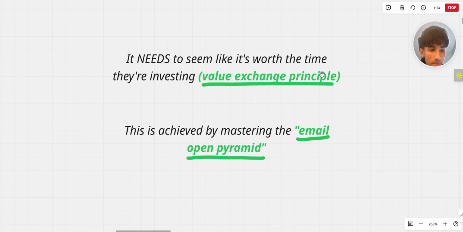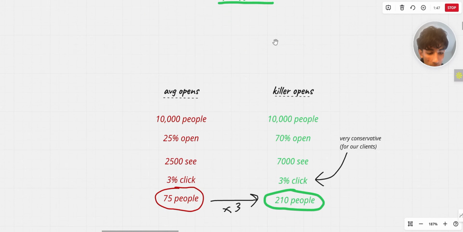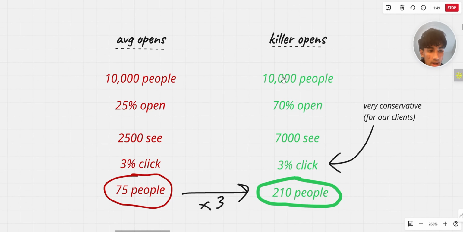And the way that we maximize on this principle and we make the perceived value of the email seem as high as possible is using the email open pyramid, which is what I'm about to break down to you later on. But just to put this into context for you, let's look at two scenarios. One scenario with a list which has average opens, and one scenario with a list that has killer opens.